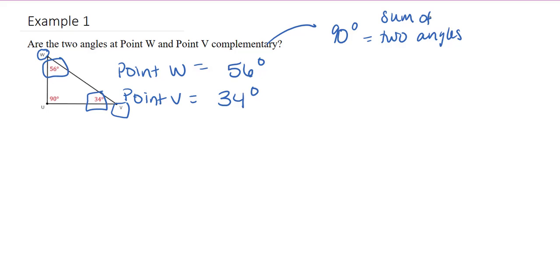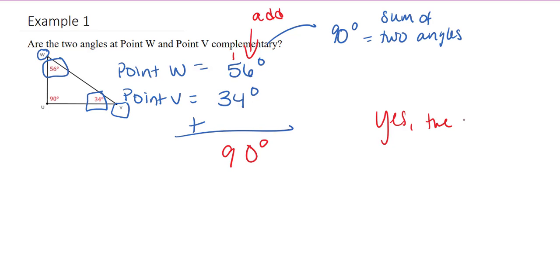So let's go ahead and add these two. 6 plus 4 is 10. We bring over the 1 to the 10, so 1 plus 5 is 6, plus 3 is 9. So we get 90 degrees. So we would say, yes, the two angles are complementary.